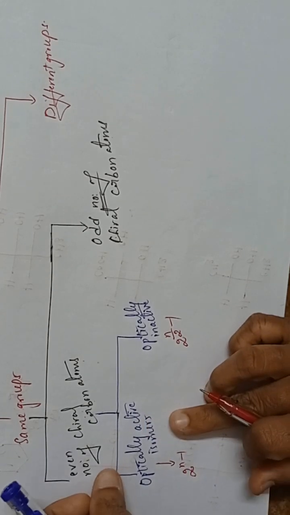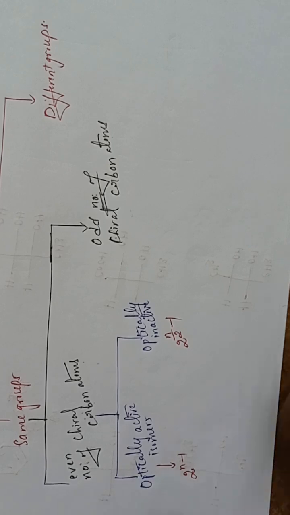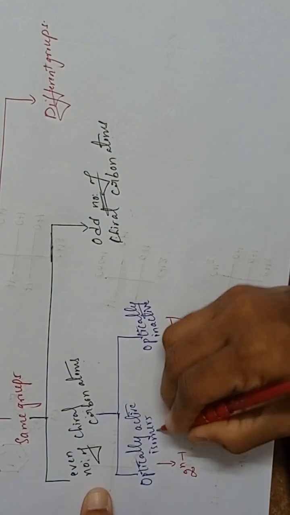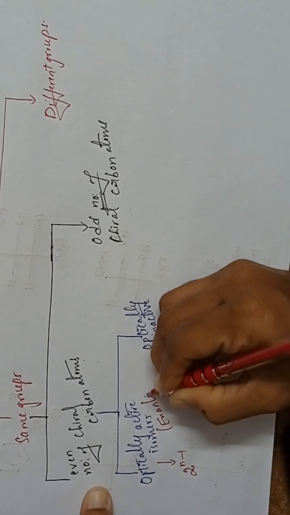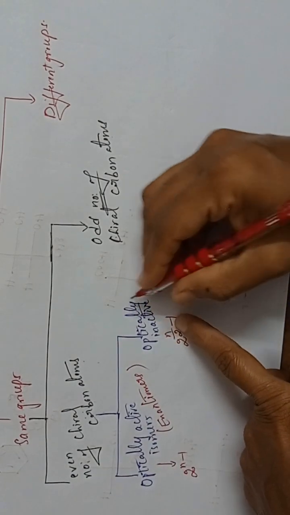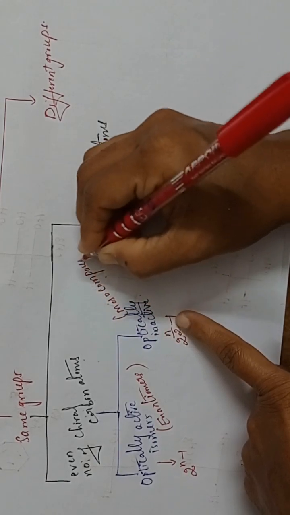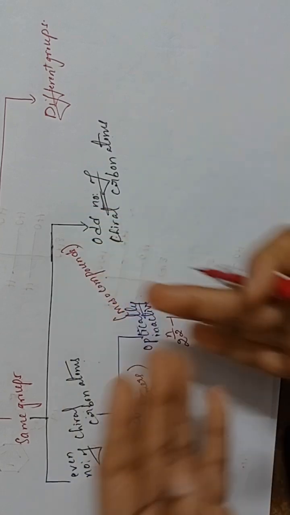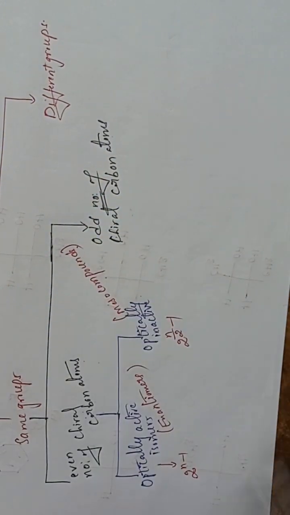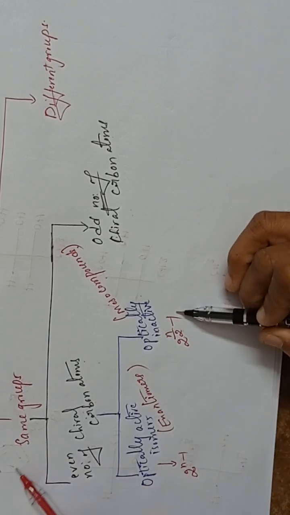Optically active compounds means which compounds, students? Enantiomers. Optically active compounds are called enantiomers. Optically inactive compounds are called meso compounds. Meso compounds are optically inactive because they have a plane of symmetry. Understanding? So we know that optically active isomers formula is 2 power n minus 1, and optically inactive is 2 power n by 2 minus 1.